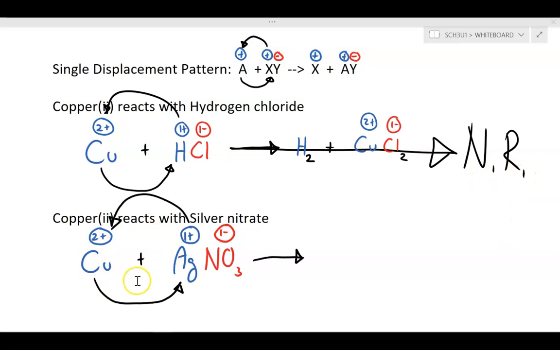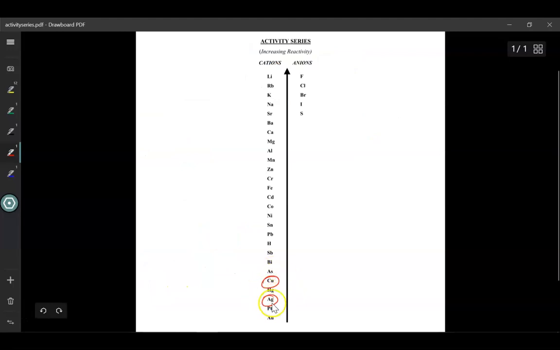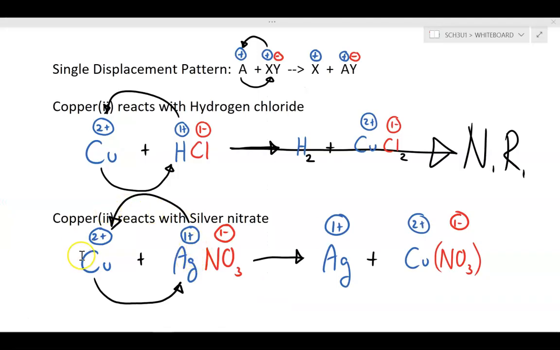Let's take a look at this next question. Can copper bump out silver? Why, yes. Yes, it can. Copper is higher than silver on this list, so copper is more reactive and can bump out or displace silver ions. So silver is displaced, left alone in solution, while the copper is now bonded to the nitrate.